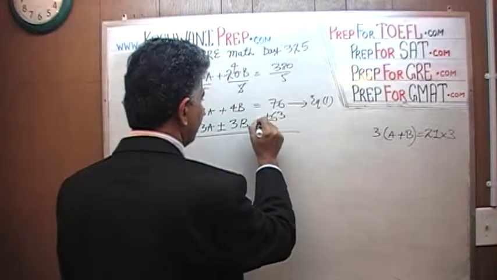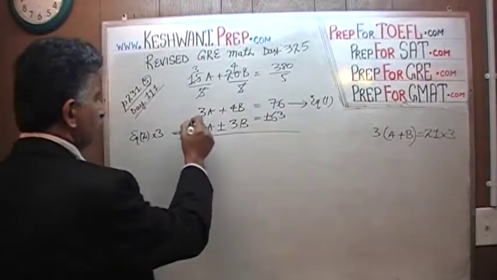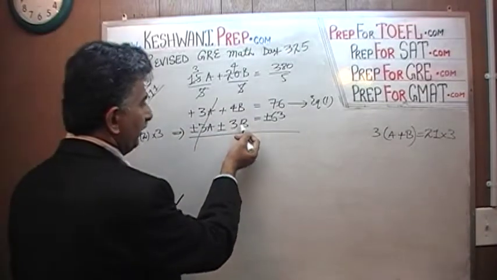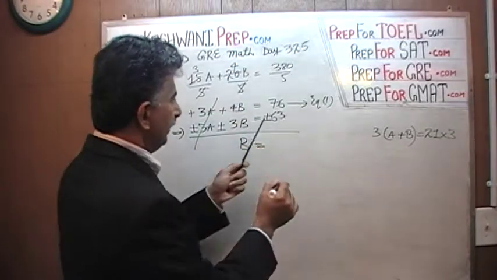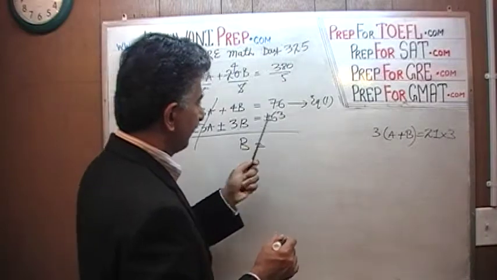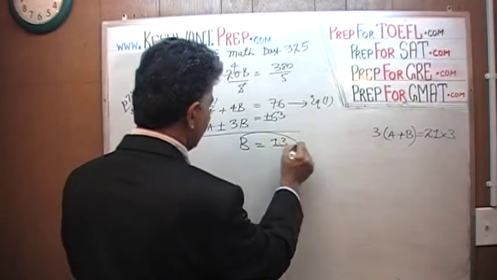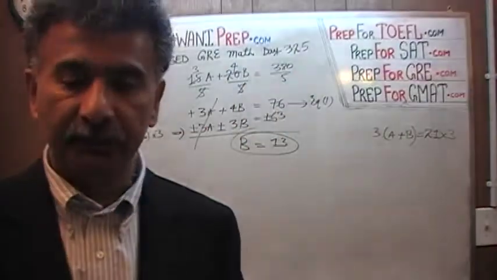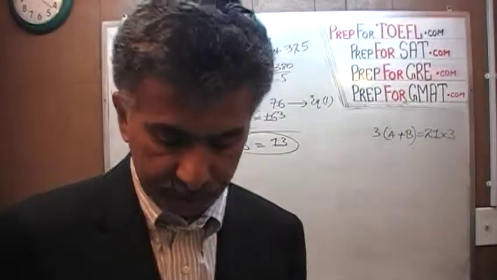This positive 63 is going to become negative 63. So this positive 3A and this negative 3A are going to cancel out. 4A minus 3A is going to give A, and here 76 minus 63 is going to give us 13. There you go. We bought 13 bananas. That's our answer. 13 bananas were bought.